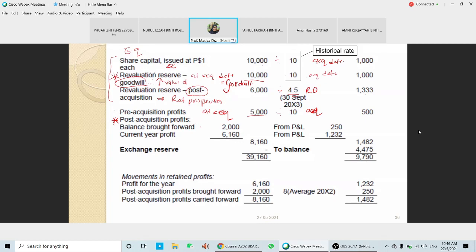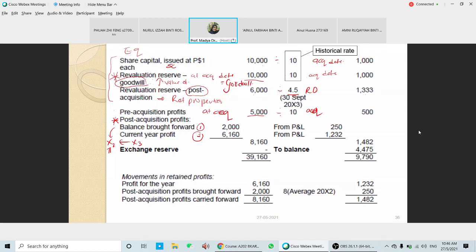The first element is balance brought forward, and then the other element here is the current year profit. Why do you have a balance brought forward here? Because now you are in the year X3. The balance brought forward here is from X2 profit. X2 profit is going to be brought forward to X3. So for balance brought forward, you have 2 million.